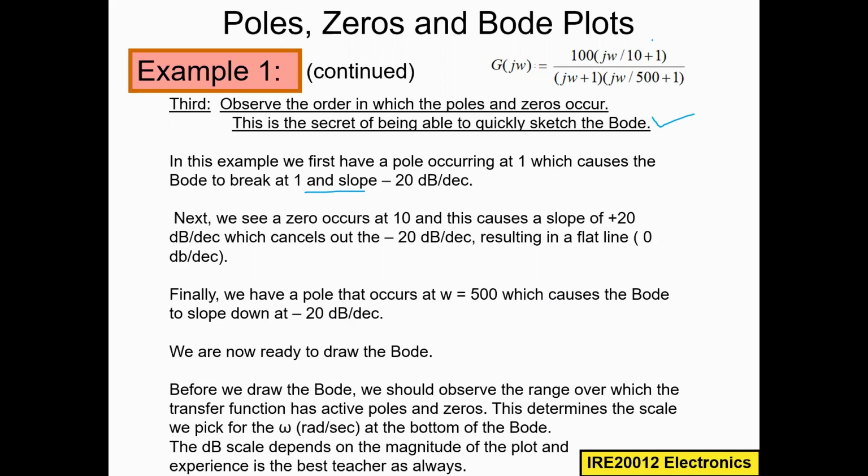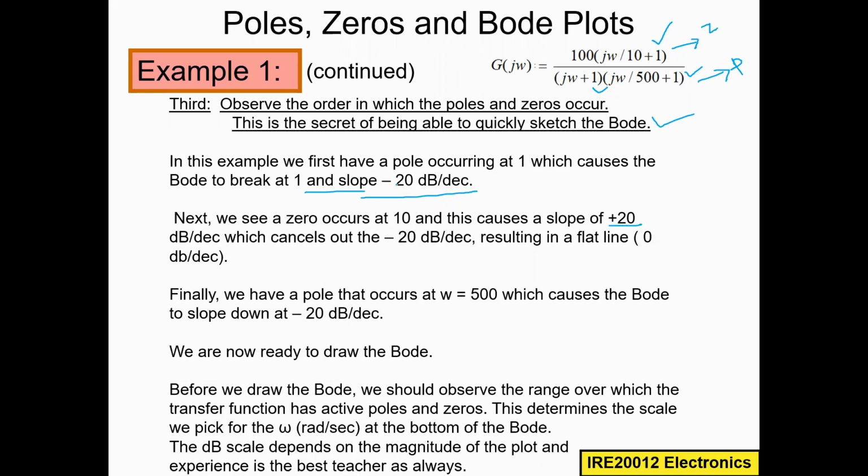So we know that. Here we have these zeros and poles. The pole is also occurring at 1. We know that in the numerator we have zeros and in the denominator we have poles, right? So the first pole is occurring at 1. That is why we are having this kind of slope. The slope is minus 20 dB per decade. Here the zero occurs at 10.